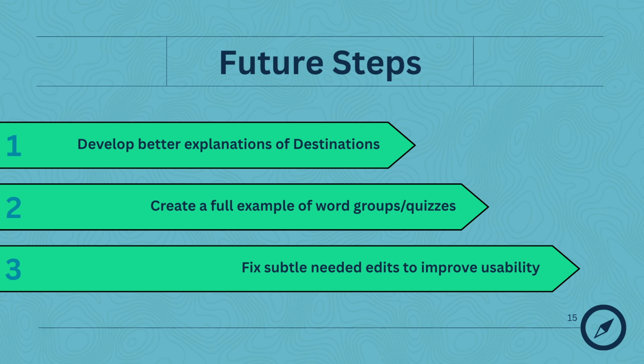Number 3, fix subtle edits. Coming back through my work on wireframes and on Figma, there are many small changes that could make big impacts on the accessibility of the app and on making the app behave properly for test users.